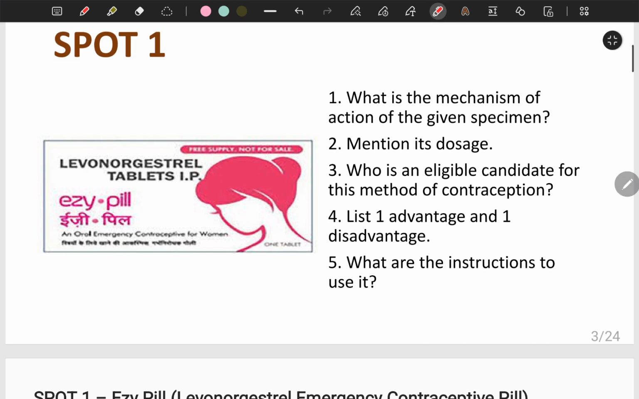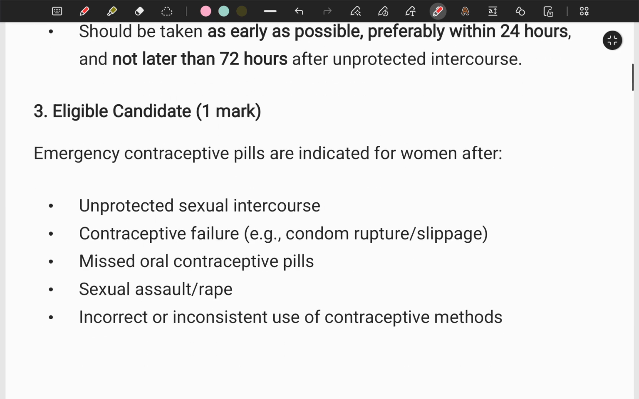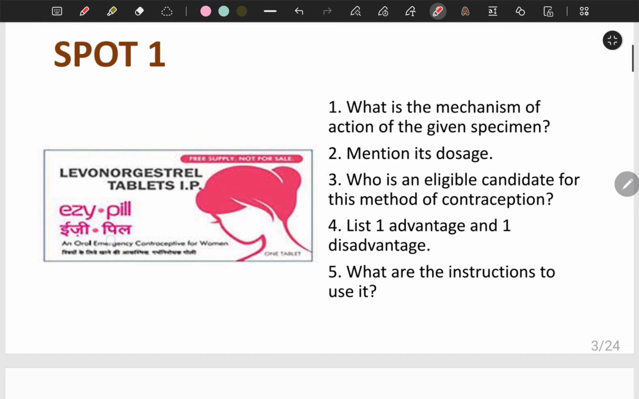Next question is, who is an eligible candidate for this method of contraception? So emergency contraceptive pills are indicated for women after unprotected sexual intercourse, contraceptive failure like condom rupture or slippage, missed OCPs, sexual assault or rape, or incorrect or inconsistent use of contraceptive methods. So these are the eligible candidates, you can say, or indications for emergency contraceptive pills.